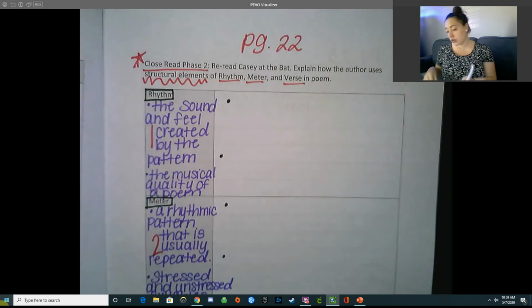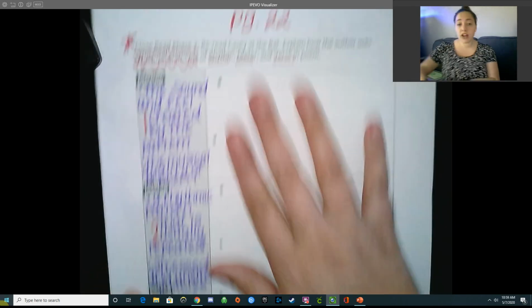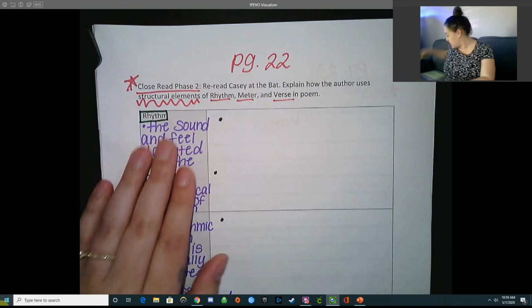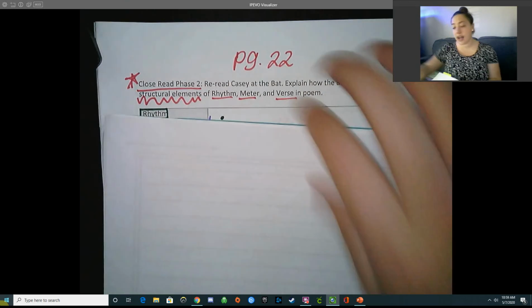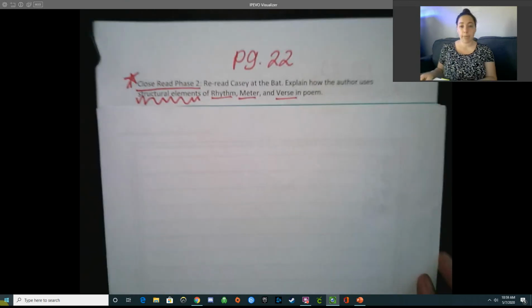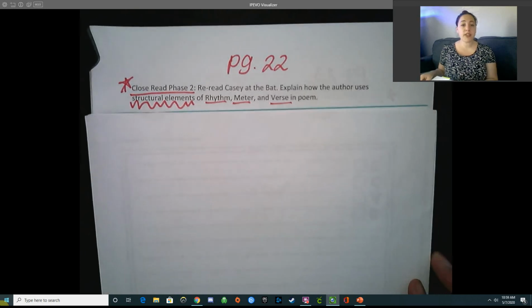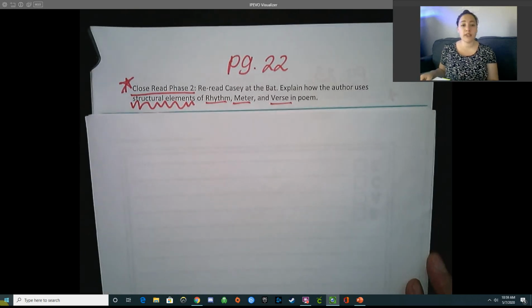And now we are going to flip to page 22. So we're moving on. Let me get my sheet here. We are on to page 22, and page 22 says, close read phase 2.